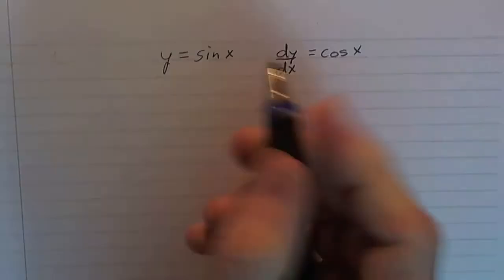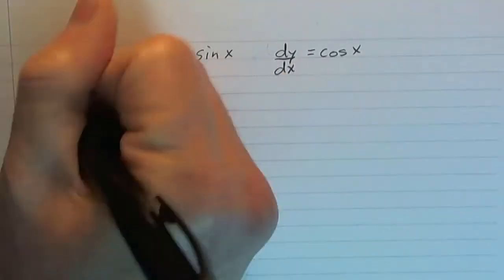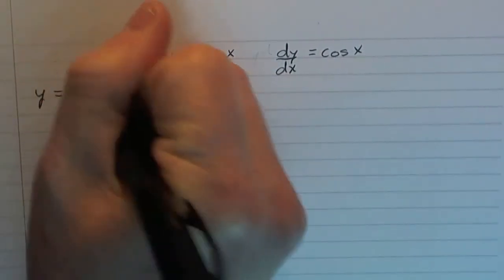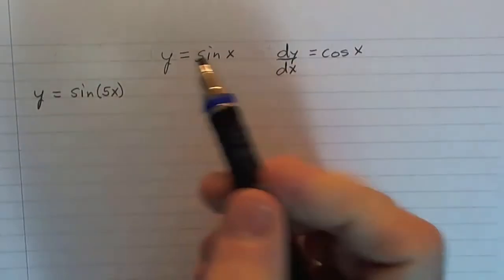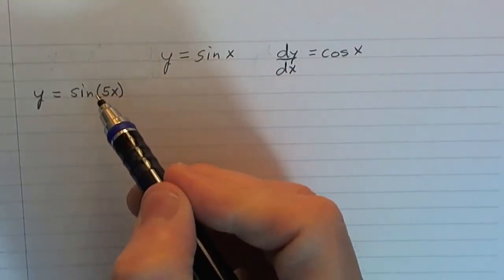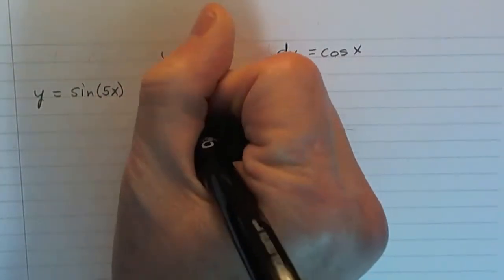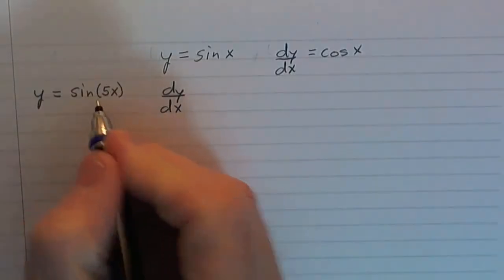But what happens if you don't just have sine x? What happens if you have something like this? What happens if you have y equals sine, well, let's say 5x? Well, this derivative here is going to be different from the derivative of this. In fact, this derivative involves us using the chain rule.